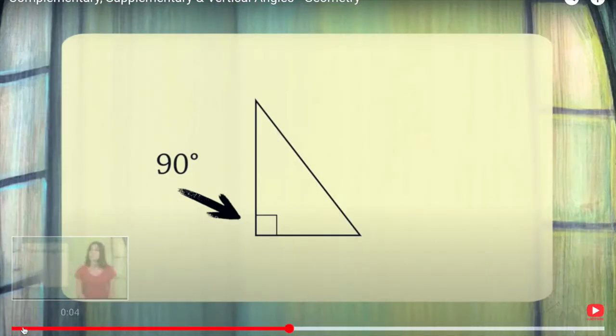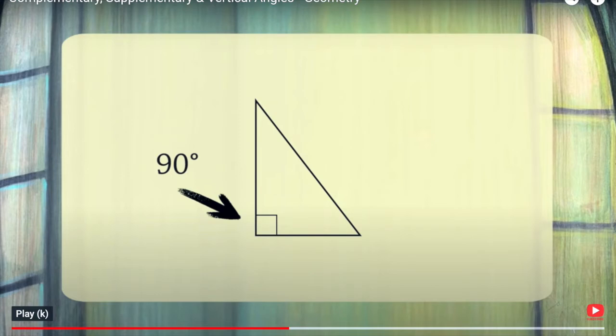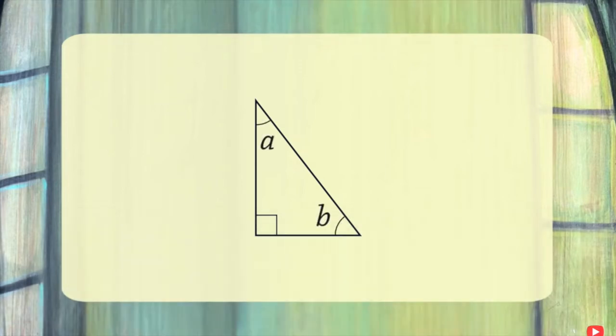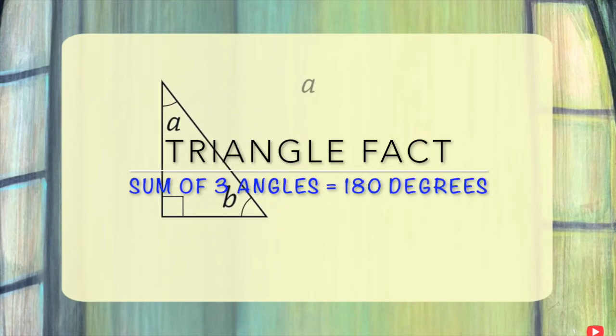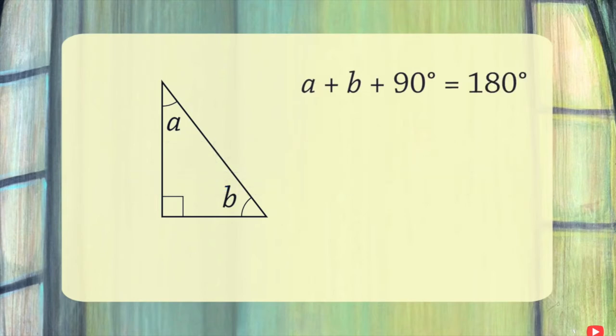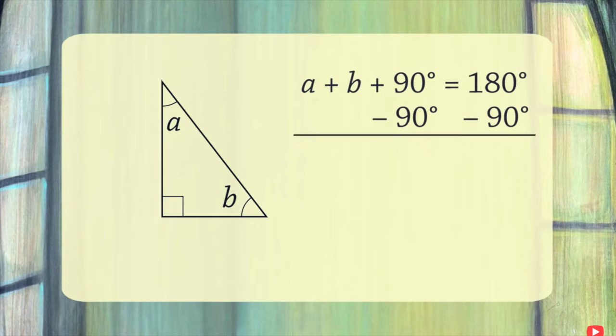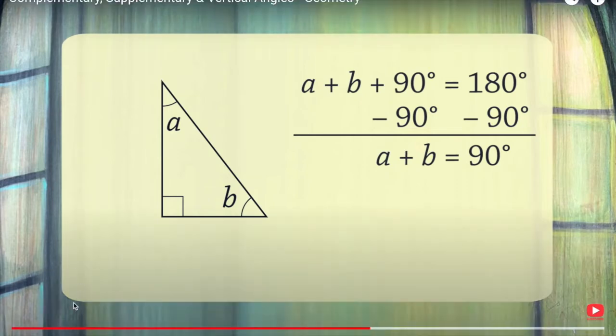Here you will see some problem solving regarding the right triangle. We know one corner, which is 90 degrees. We don't know the other angles, so we're going to call them angle A and angle B, which are missing. We know that the sum of all the angles in a triangle is 180 degrees. We put angle A plus angle B plus 90 degrees equals 180, and then solve for the two missing angles. We just subtract 90 degrees from both sides, and you find that the missing angles A and B sum up to 90 degrees.